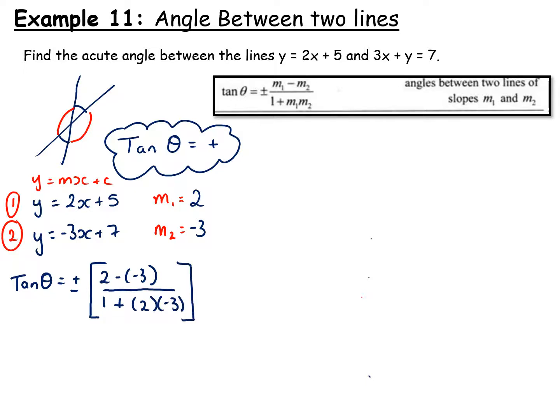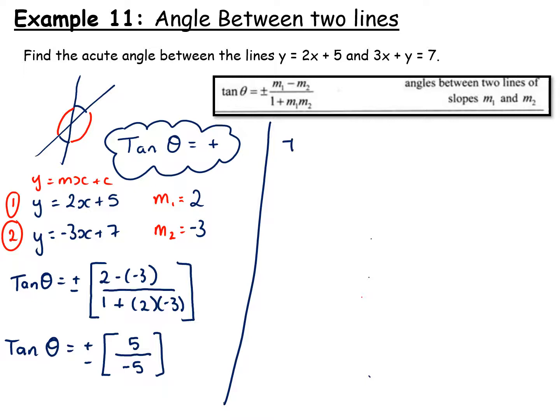And we tidy that up. So tan of theta is equal to plus or minus 2 plus 3, which is 5, over 1 minus 6, which is minus 5. Move up here. So we get tan of theta is equal to plus or minus, and this gives me minus 1.